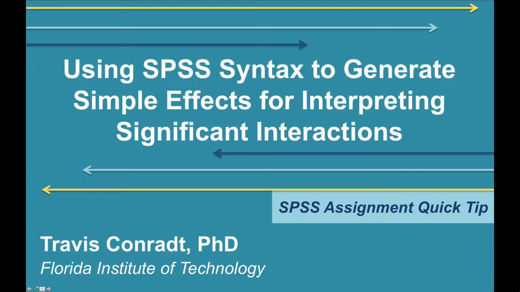In this SPSS assignment quick tip, I'm going to show you how you can use SPSS syntax to write commands to request simple effects that are important for helping us to interpret significant interactions when we're conducting a factorial ANOVA.